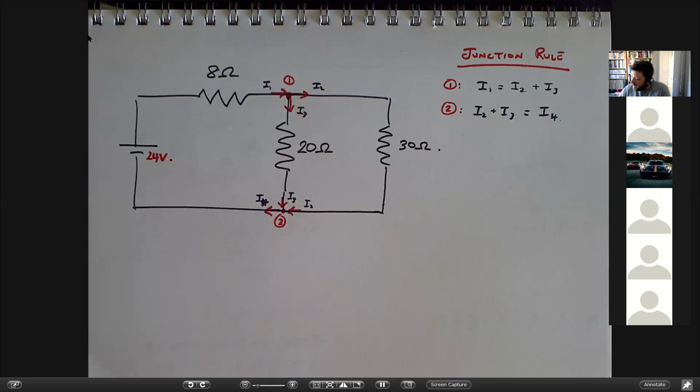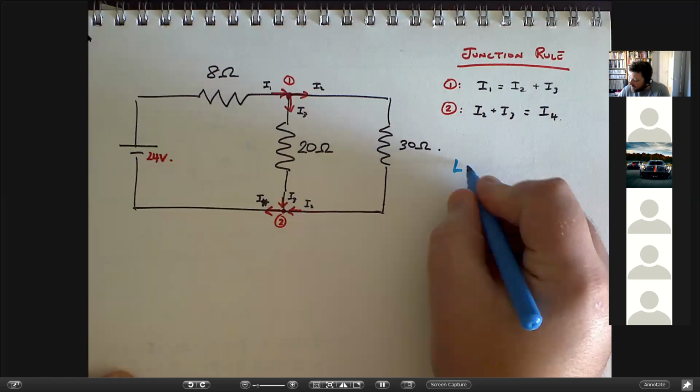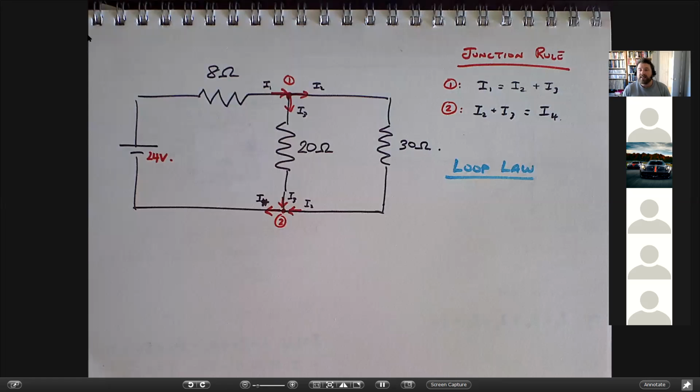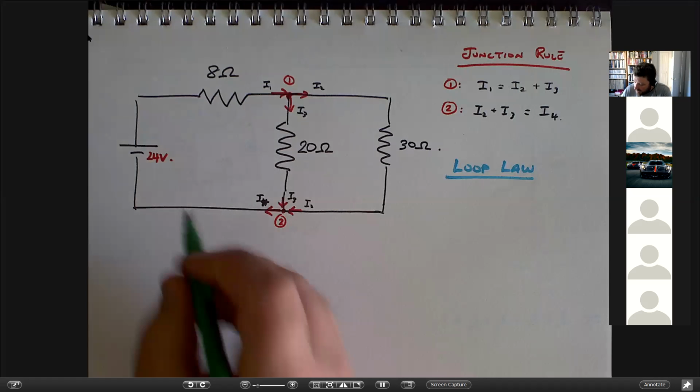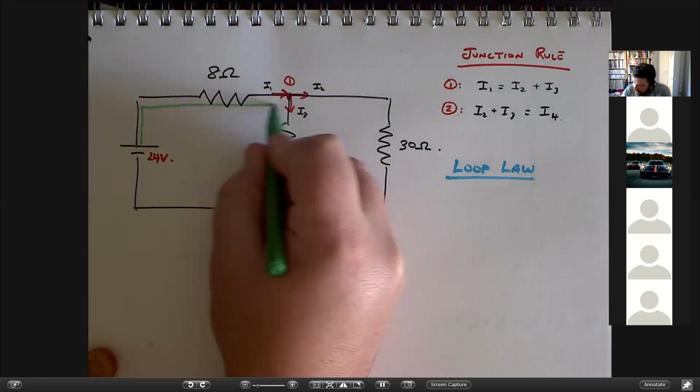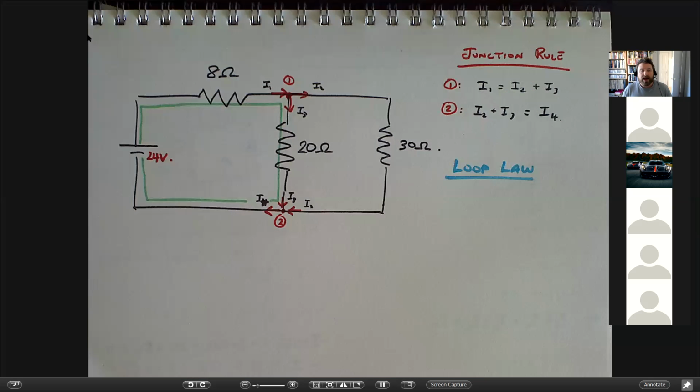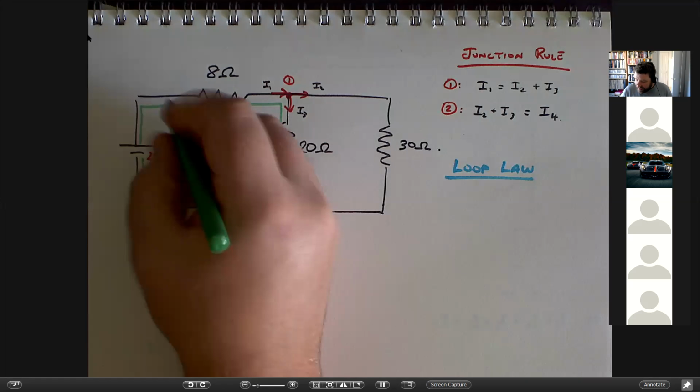Okay. Now we're going to use the loop law. The loop law is the more powerful one. What we do is we draw any loop we like in our circuit. So let's draw one. I'm going to draw this one here. And you pick a direction. As much as you can, try to pick the direction that you think the current will go in, but it's not always going to be possible. You're not always going to know, so don't worry too much about it. But I'm going to pick that direction there.